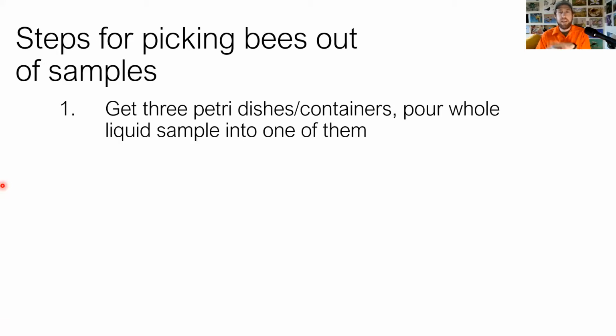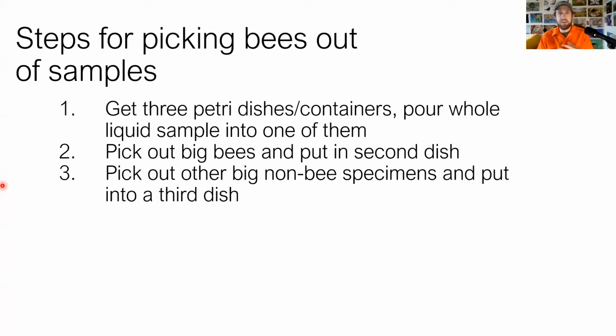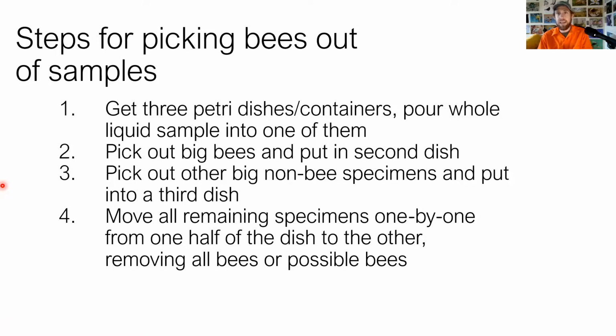Number one, get out 3 dishes, petri dishes or something similar, and then pour your whole sample of specimens into one of them. Then we're going to pick out the big bees and put them in a second dish. So just start with the easy ones. Then we're going to pick out all of our other big stuff that we know is not a bee, that's just taking up space, and put them into a third dish. So that'll be our bycatch dish.